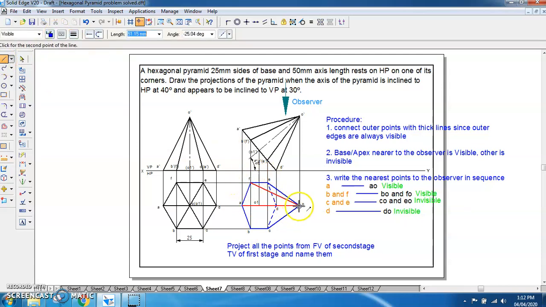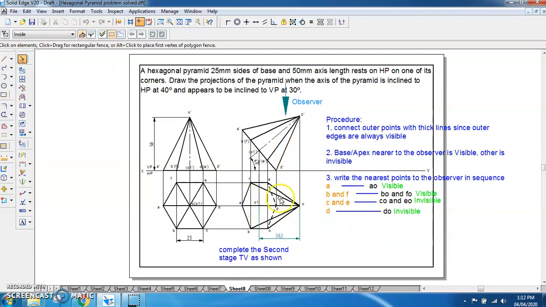So this is FO and this is BO, which are marked as visible. So this is the procedure which you have to follow. The same thing has been explained using this procedure. So we will be getting the second stage like this. After doing this, what you get is the axis length. Here you had axis length as 50 and here you are getting the axis length as 38.3.